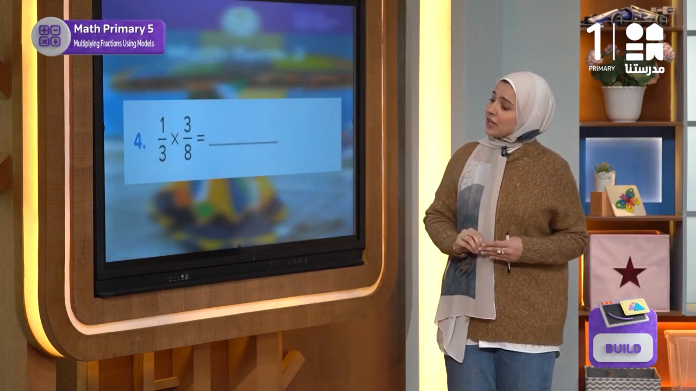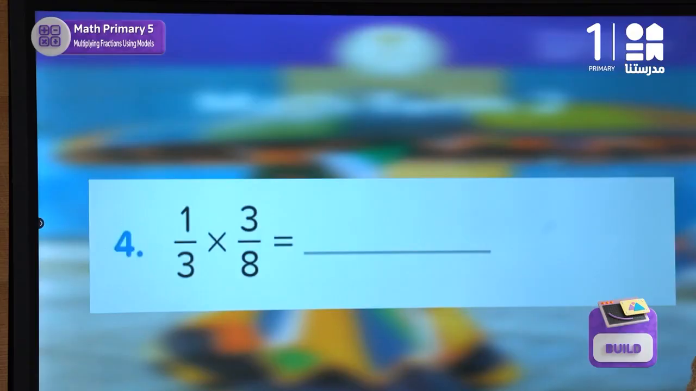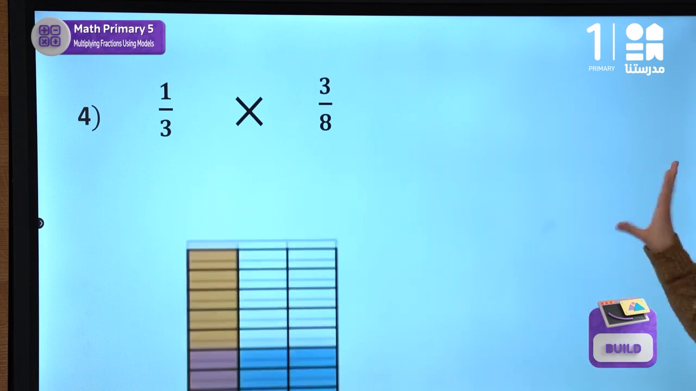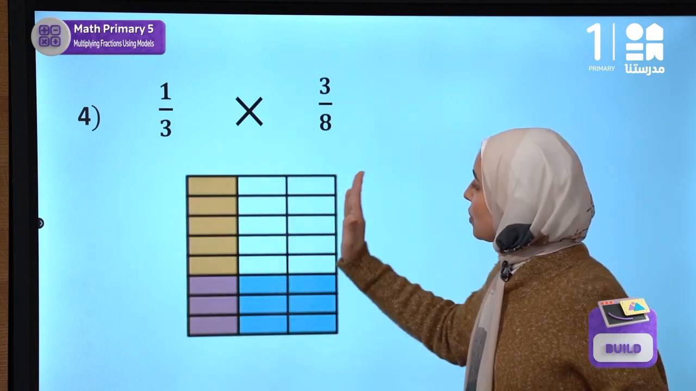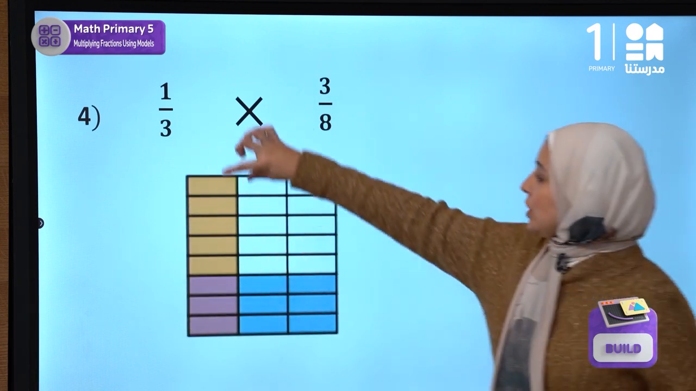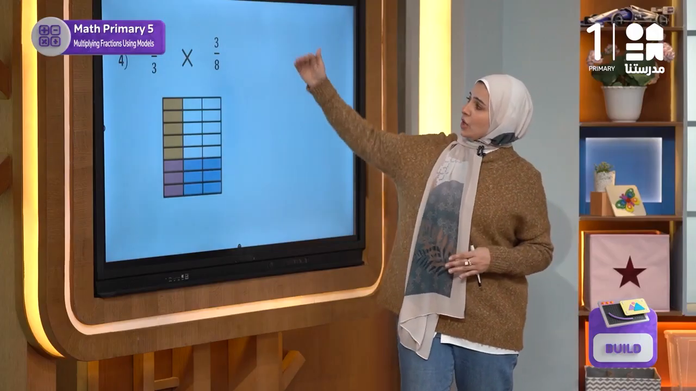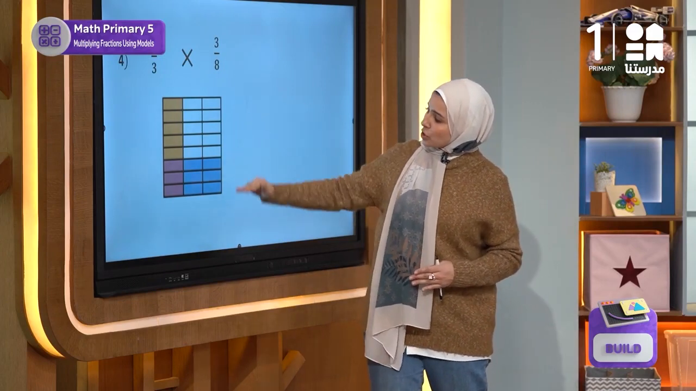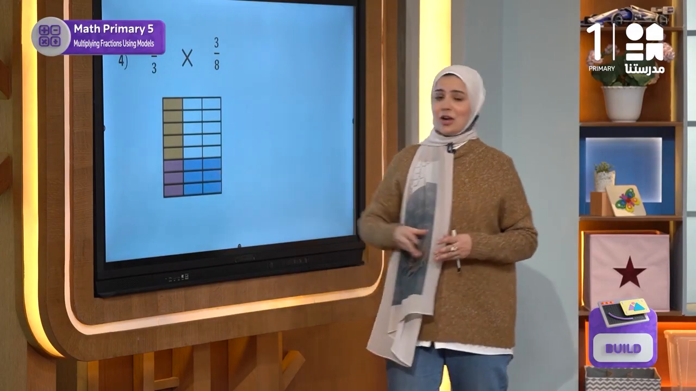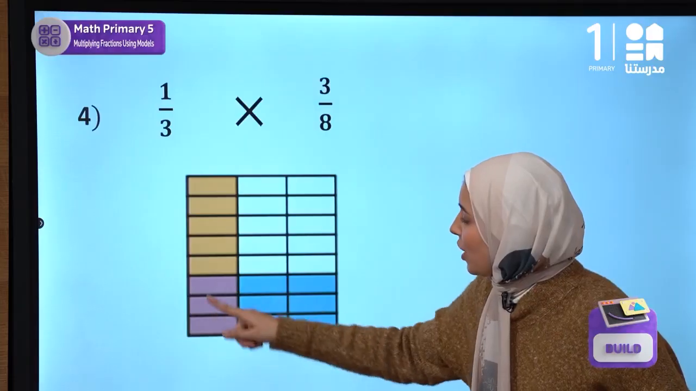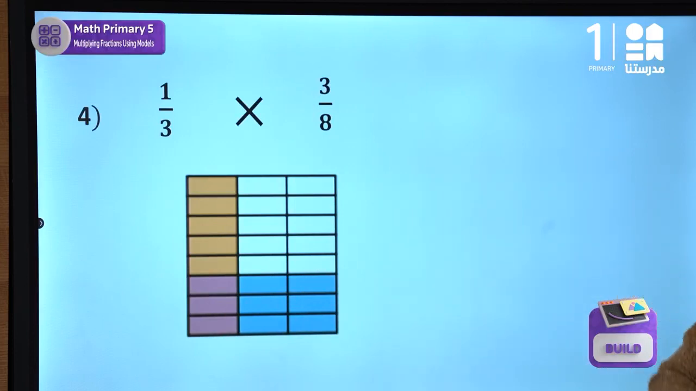We have 1 over 3 times 3 over 8. I'm going to do the same exact thing. So we are going to draw one model that takes both numbers together. For the 1 over 3, I will divide it into 3 parts and I will color only one column like that. For the second number, which is 3 over 8, I will have 8 rows and I will color 3 rows like that. With this, I will see that these are my overlapping colored boxes.